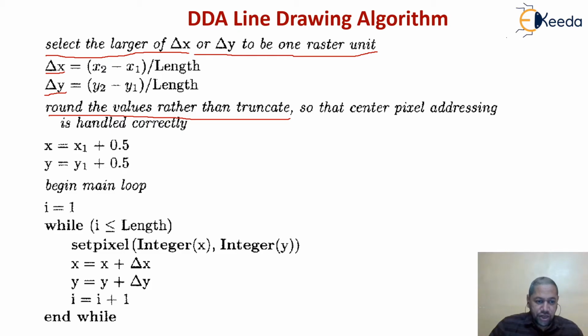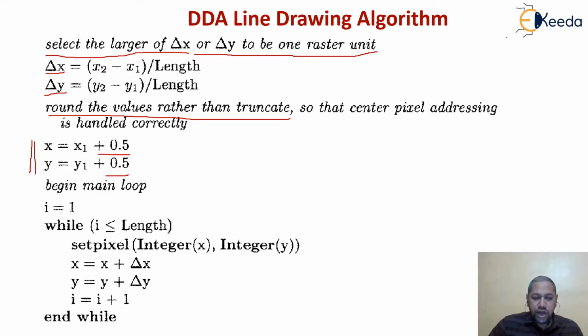So what we are going to do in the algorithm is initially set x equal to x1 plus 0.5 and y equal to y1 plus 0.5. Why are we adding 0.5? Suppose I get some value in my delta x and delta y, or in this incrementing loop, whatever fractional part I get, I add 0.5 to it.